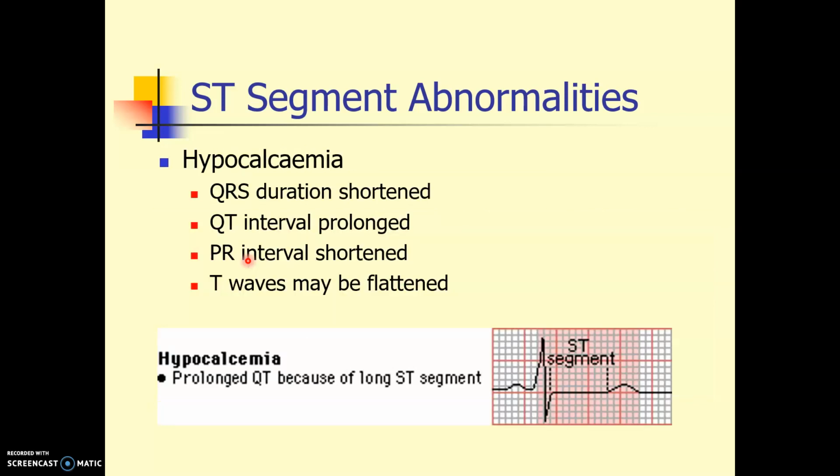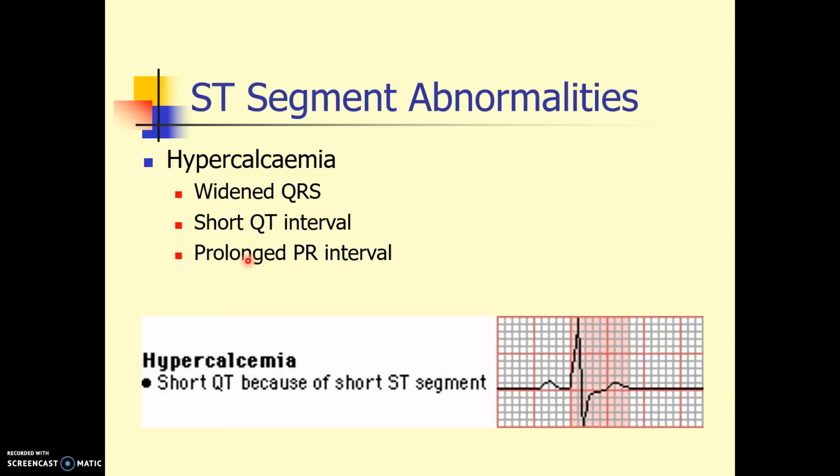In hypocalcemia, the key things are a shortened QRS duration and a prolonged QT interval. The PR interval may also be shortened and the T wave may also be flattened. Whereas in hypercalcemia, we get a widened QRS complex, a short QT interval, and a prolonged PR interval.